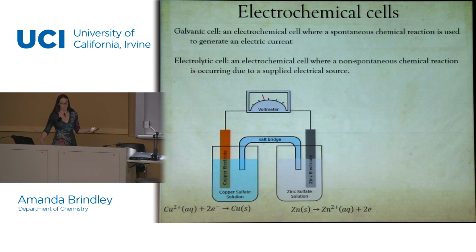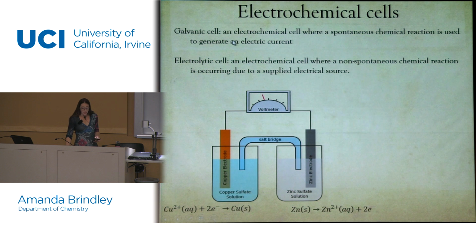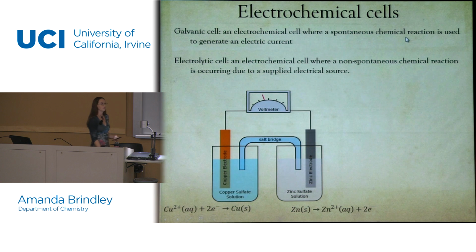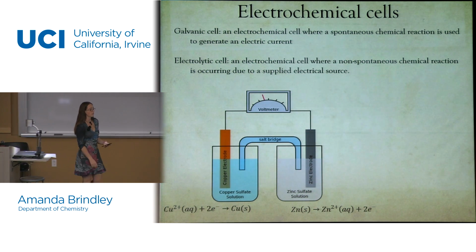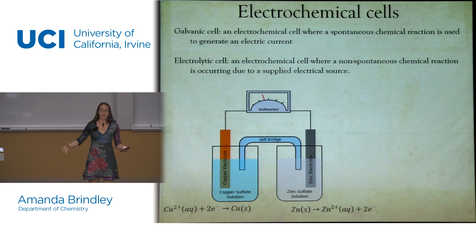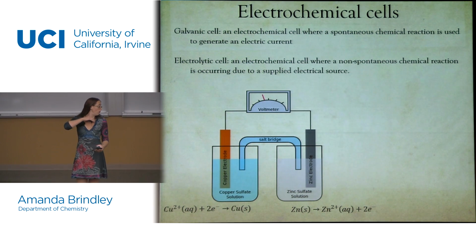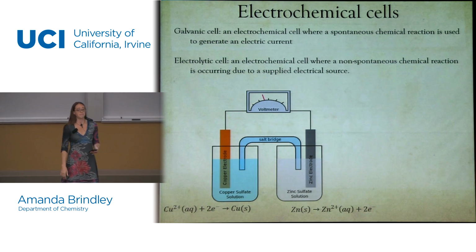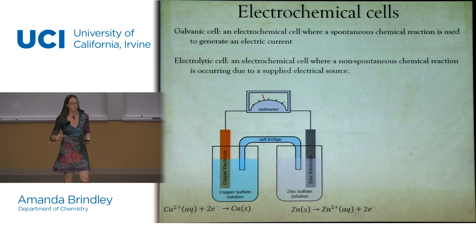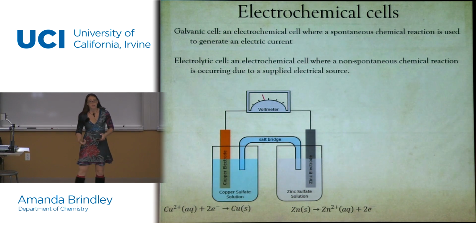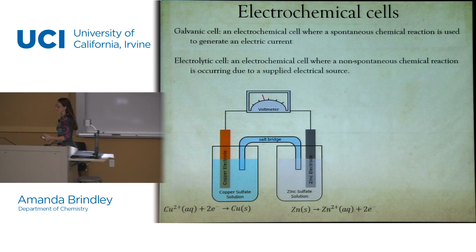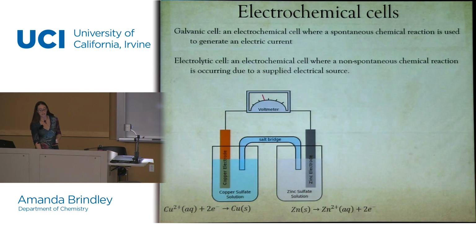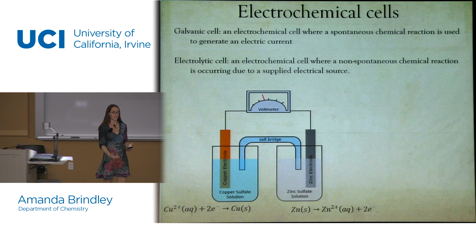So first off, what are these? By definition, a galvanic cell is an electrochemical cell where a spontaneous chemical reaction is used to generate an electrical current. An electrolytic cell is the exact same thing, except it's a non-spontaneous reaction. All right. So we're allowing a chemical reaction to happen. The transfer of electrons is going to take place in a way that we can use them for a galvanic cell. For an electrolytic cell, we're going to have to put energy in. An electrolytic cell doesn't go on its own. It's non-spontaneous. We have to hook something up and force it to go in that direction.